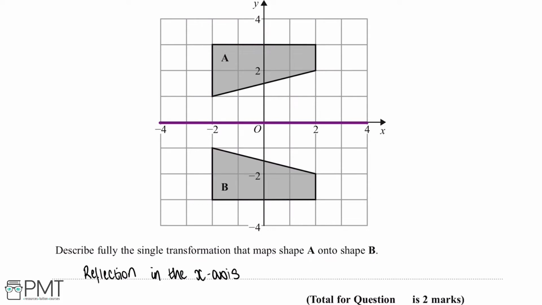And this question's worth 2 marks. We'll get our first mark for saying that the transformation was a reflection, and the second mark for saying that it was in the y-axis.